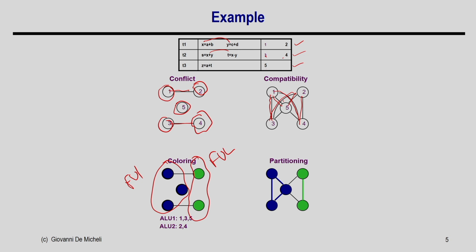This way I can construct this graph, and then if there is a clique, a complete subgraph, I can find a complete subgraph of 1, 3 and 5. You can see there is a complete subgraph here. So that means all these nodes are compatible with each other and they can be mapped to a single FU, and that is a maximal clique.